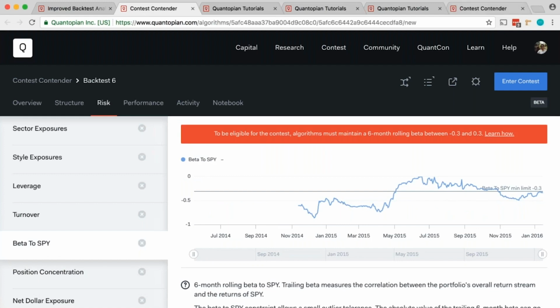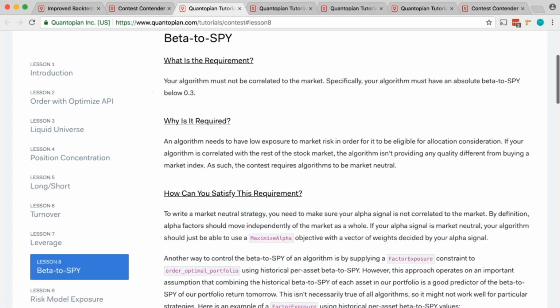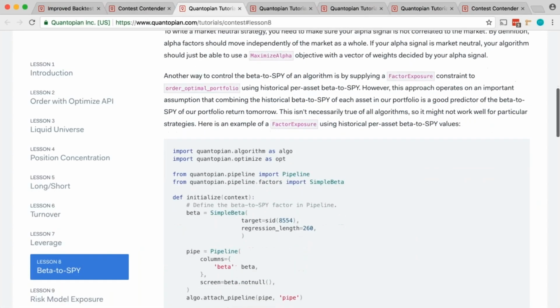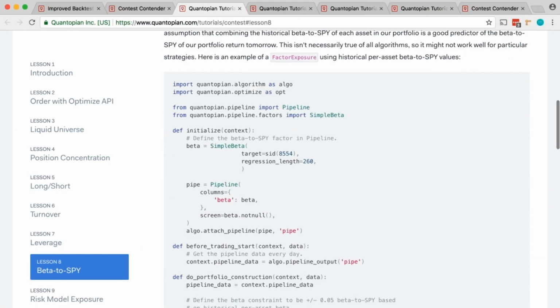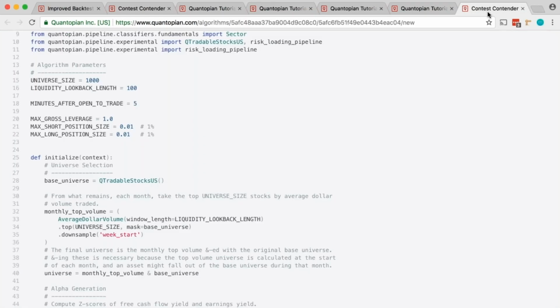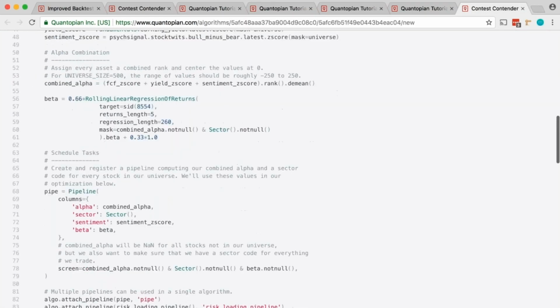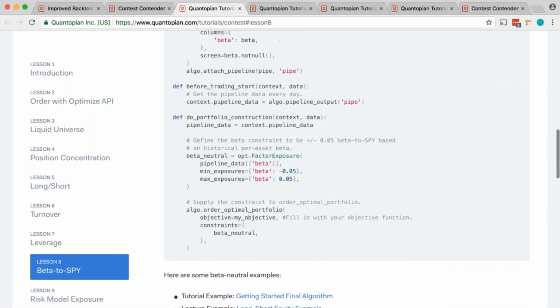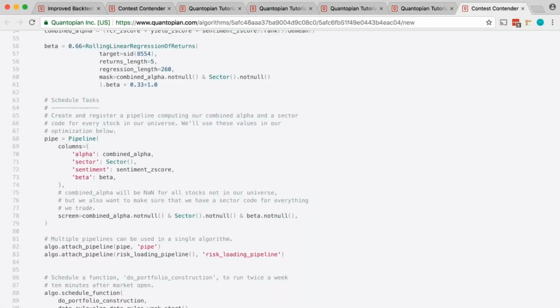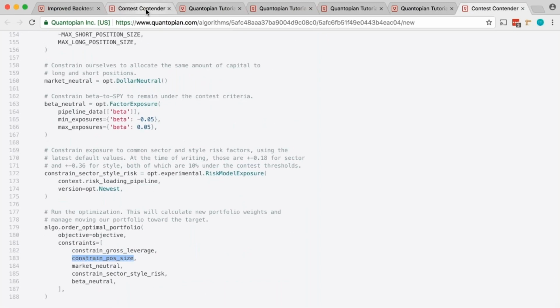So going back to this, another one that I failed was beta to SPY. And once again, I can just hit learn how. I come here and I see that the way in which I need to meet this beta neutral constraint is that I would define a beta to SPY factor, which if we go down a little bit, I've done here. And then I need to define a constraint that says beta neutral, which is essentially a factor exposure constraint to the beta factor that I defined above. So I've defined that this factor tracks beta to SPY, and I want to constrain my exposure to that factor to plus or minus 0.5. And in here, I've added that beta neutral constraint to my algorithm.